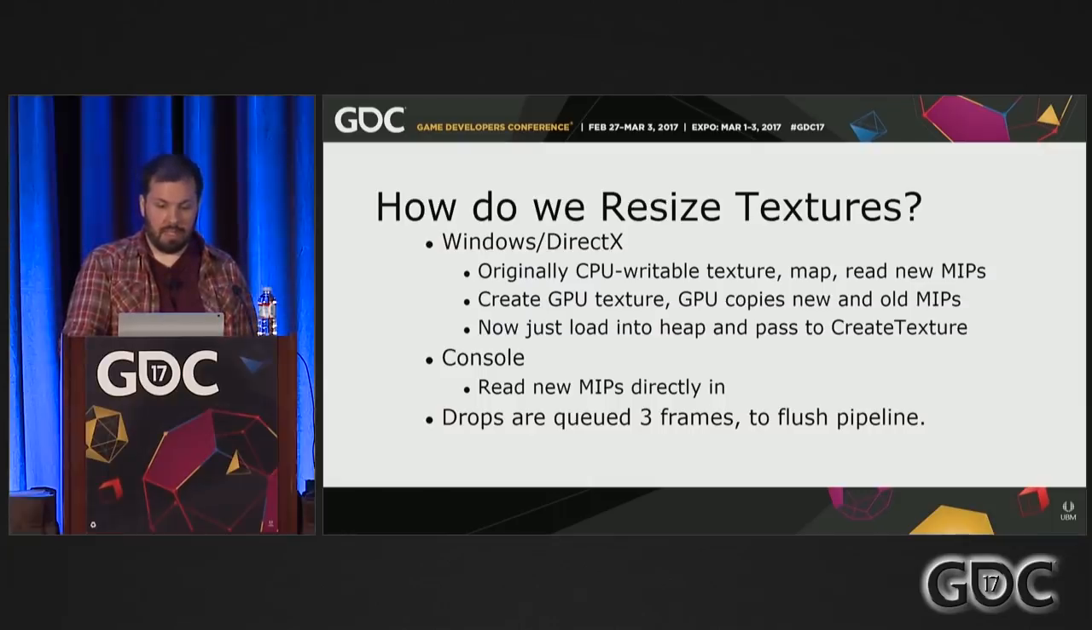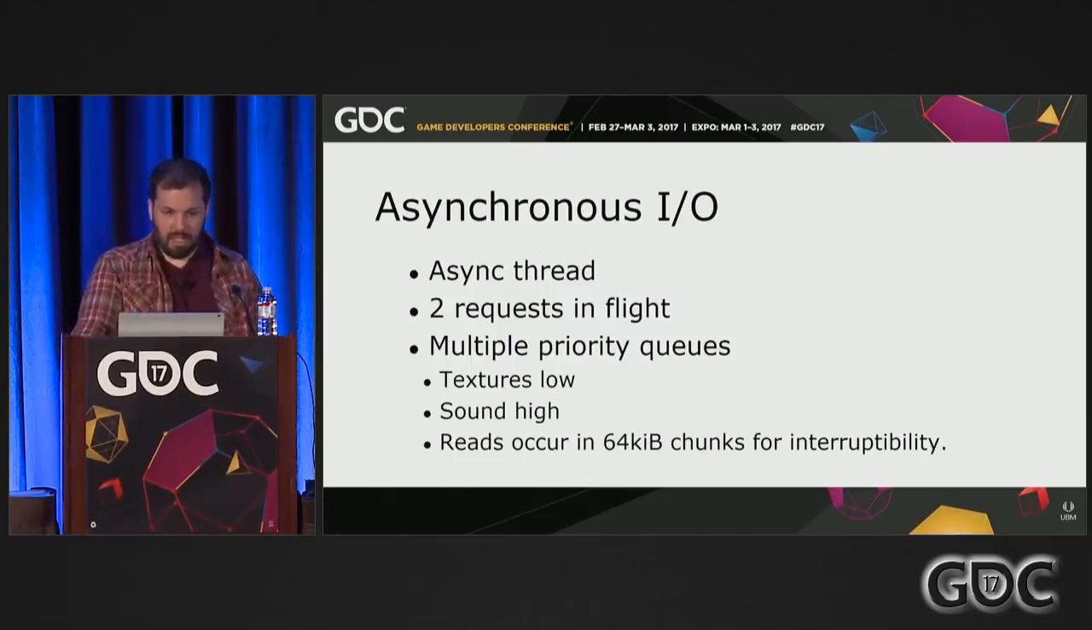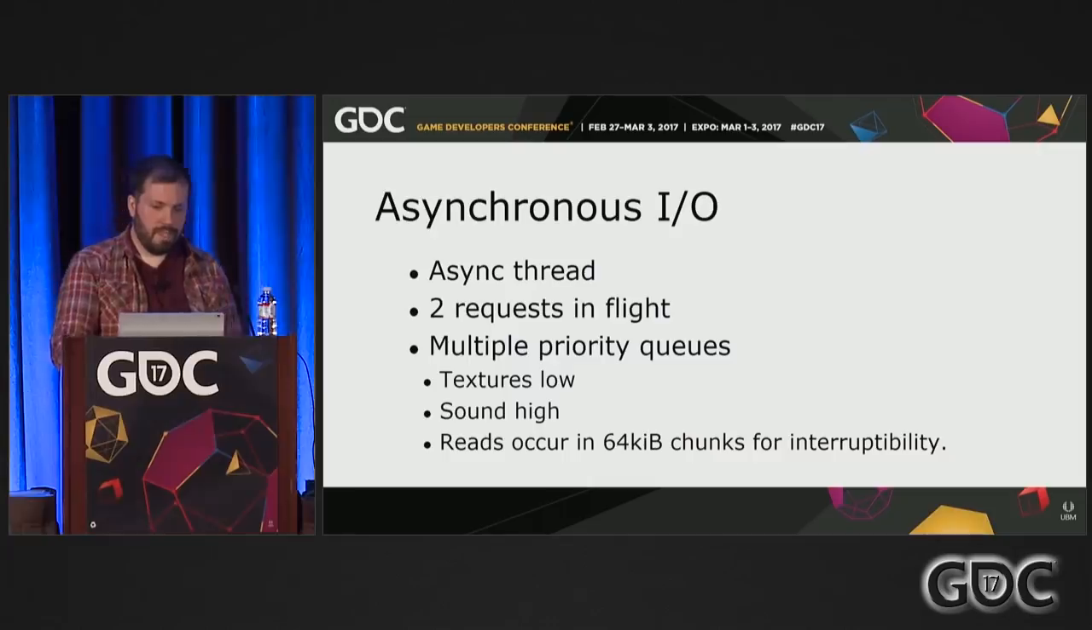And then on the console, life's a lot easier. We can just read things straight into where they'll be used. Our asynchronous I/O is its own thread. It has 2 requests in flight, and textures are the lowest priority item, and we carve up those texture reads into 64K chunks so that we can interrupt the reads to load sound if we need to, since sound is a lot more important to get low latency on.